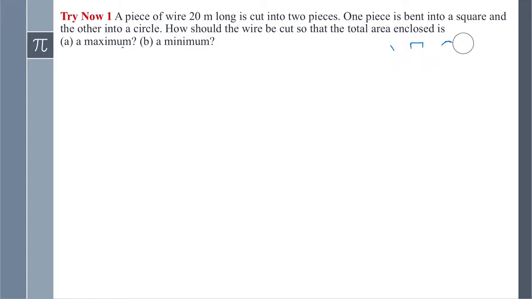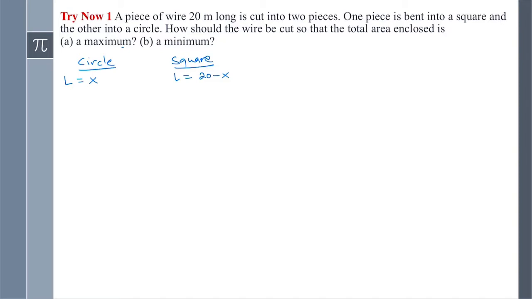We know that the total length of the wire is 20 meters. So let's say we have a circle here, and then we have a square. Let's say the length of the portion that is cut and made into a circle is x. So x is the length of the wire used to make the circle, and the length for the square is 20 minus x. For example, if you cut 5 meters for the circle, then 20 minus 5, 15 meters, is used to make this square. That's what it means.